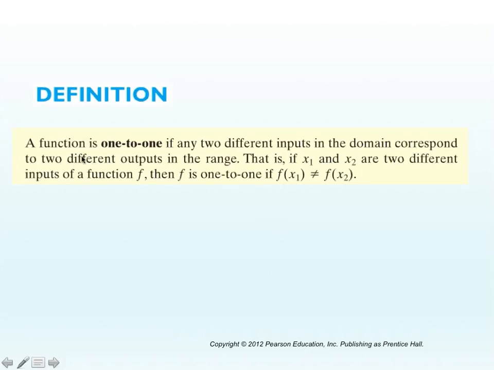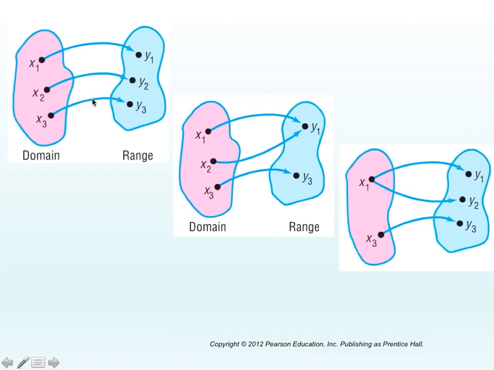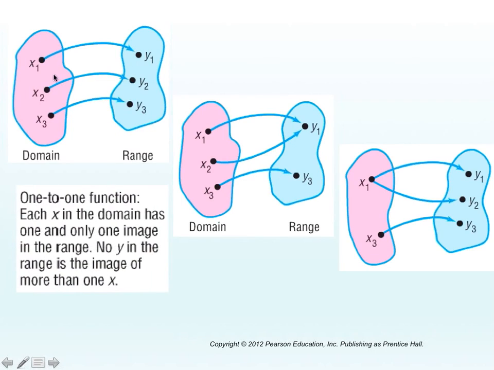So a definition of a one-to-one function is if any two different inputs in the domain correspond to two different outputs in the range, then the function is going to be one-to-one. Meaning that if x1 and x2 are different inputs, then f of x1 cannot equal f of x2. So if we take a look at these, this first one is one-to-one because each value of x in the domain has one and only one image in the range. No y in the range is the image of more than one x.